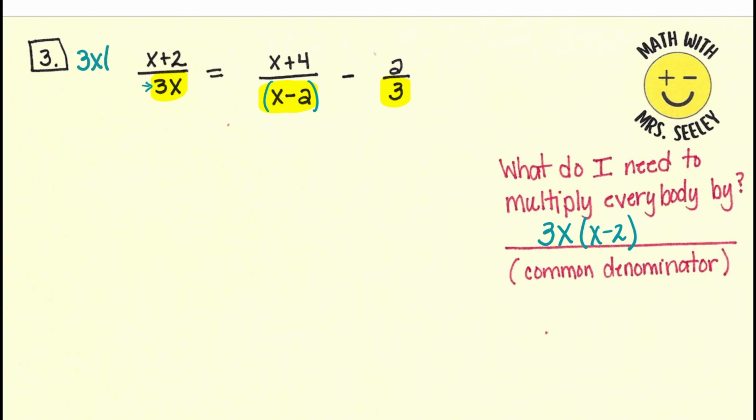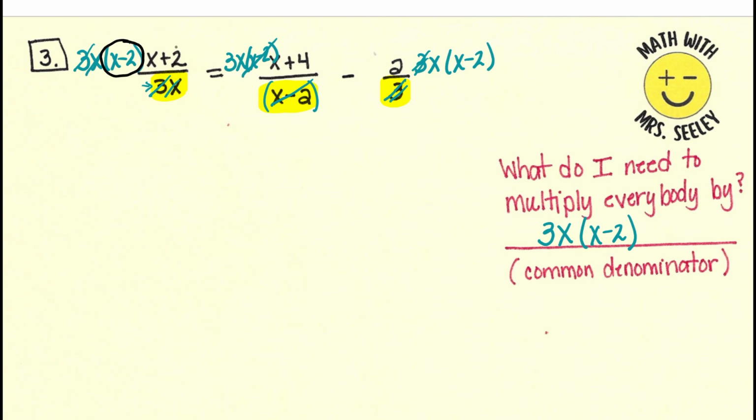So 3x and an x minus 2, 3x and an x minus 2, 3x and an x minus 2. Cancel everything that you can. Those cancel. Your x minus 2's cancel. And your 3 cancels. Right? Let's see what we're left with.